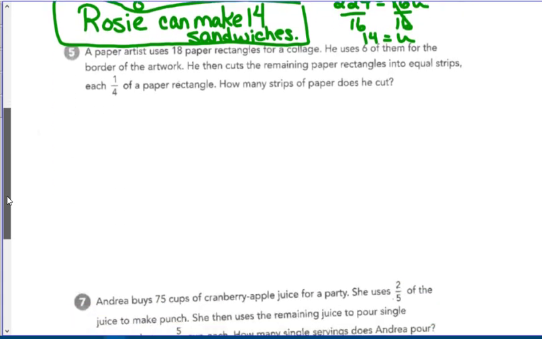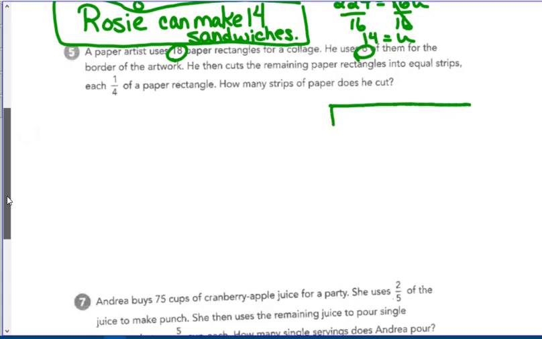Number 5. A paper artist uses 18 paper rectangles for a collage. He uses 6 of them for the border of the artwork. He then cuts the remaining paper rectangles into equal strips of 1/4 of the paper rectangle. How many strips of paper does he cut? So if he's using 6 of them and he starts off with 18, I know 18 take away 6 would give me 12. So I have 12 paper rectangles.